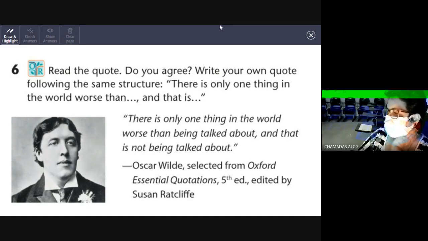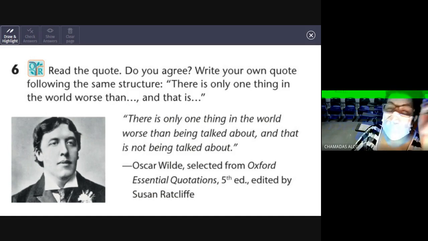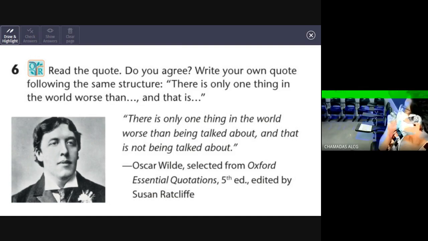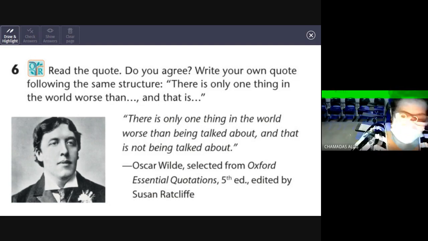I would put here, let's see what you put. I would say there is only one thing in the world worse than camping in the mountains in winter. Okay, and that is camping in the desert in the summer. Guys, really? Okay, so I'm going to put it there. Camping in the mountains.